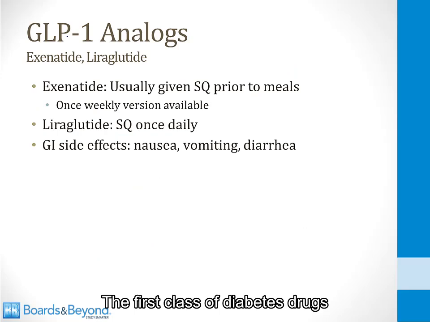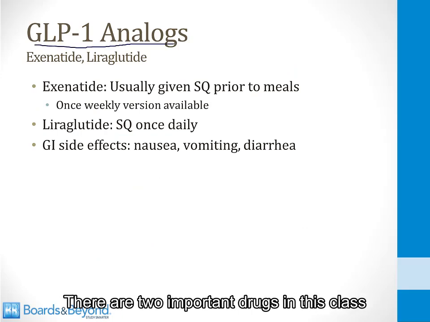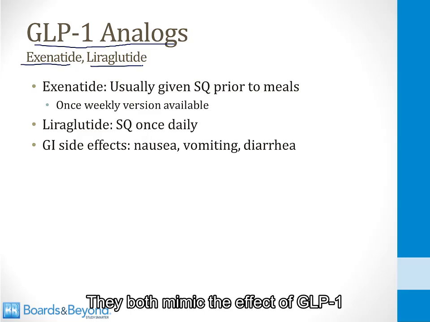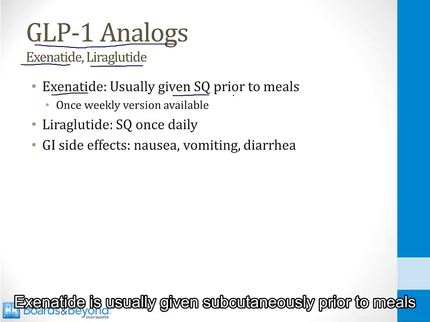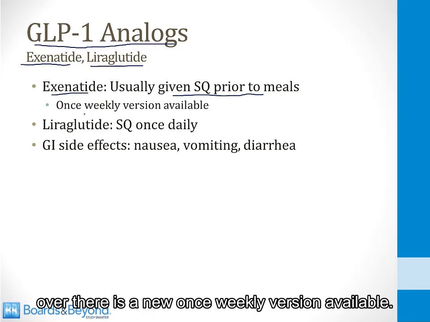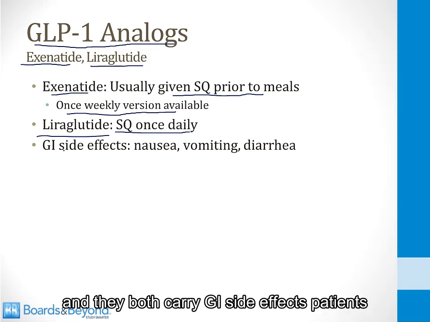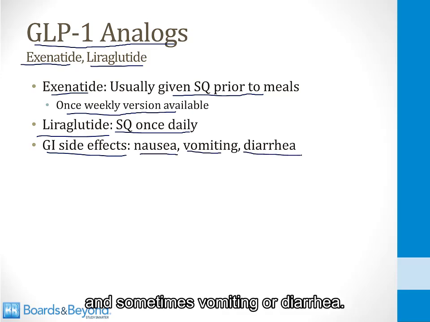The first class of diabetes drugs related to the incretins are the GLP-1 analogs. There are two important drugs in this class, exenatide and liraglutide. They both mimic the effect of GLP-1 and therefore stimulate insulin release from the pancreas. Exenatide is usually given subcutaneously prior to meals, although there is a new once-weekly version available. Liraglutide is given subcutaneously once daily, and they both carry GI side effects. Patients on these drugs can experience nausea and sometimes vomiting or diarrhea.